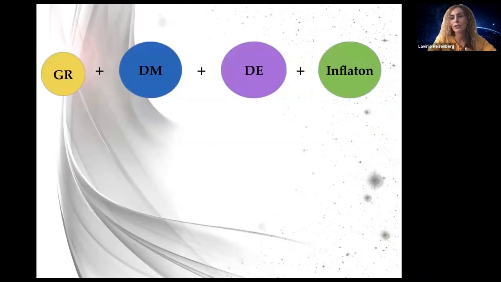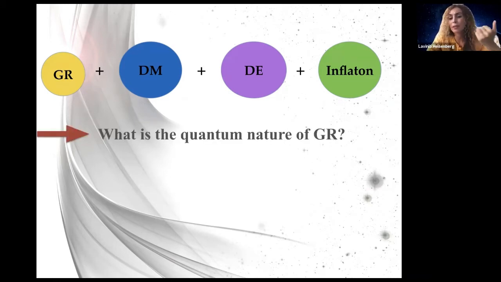So this is the picture that we have. We have GR, dark matter, dark energy, and the inflaton field. With this, we can describe the origin and evolution of the entire universe. But of course, there are very fundamental questions associated with these ingredients. What is the quantum nature of GR? And associated with that, we have the cosmological constant problem.